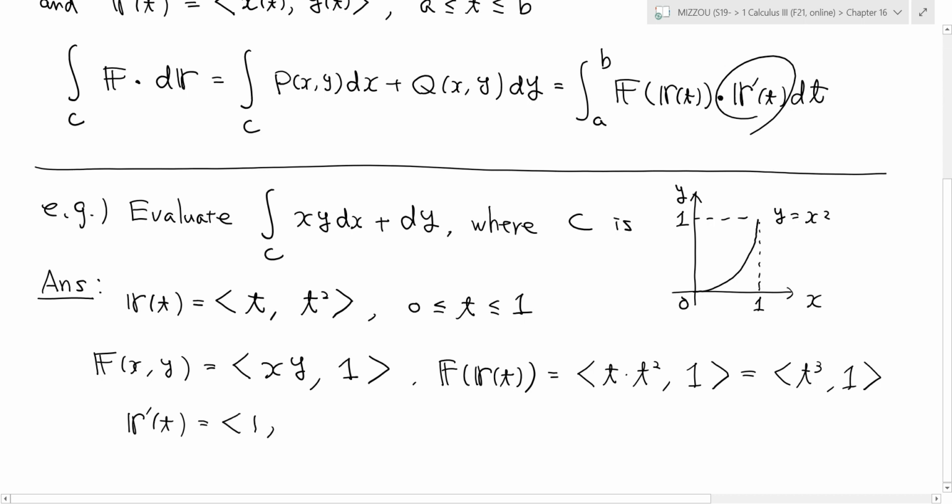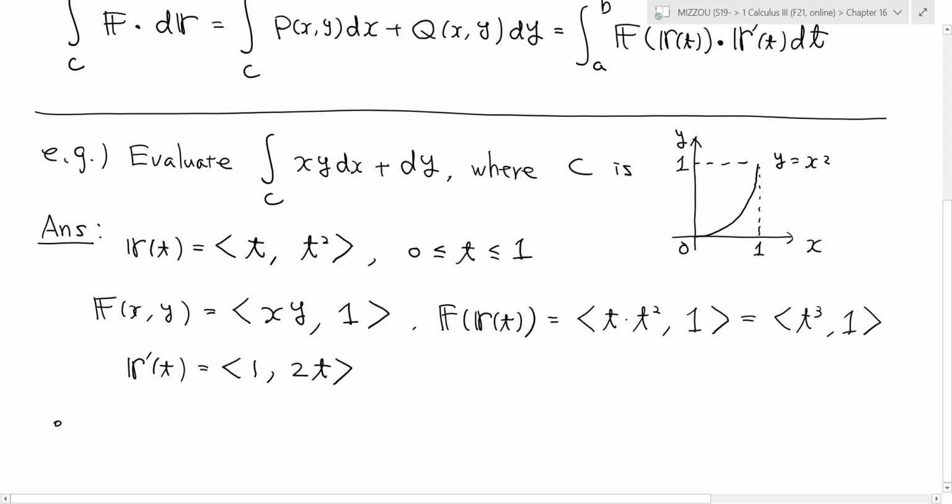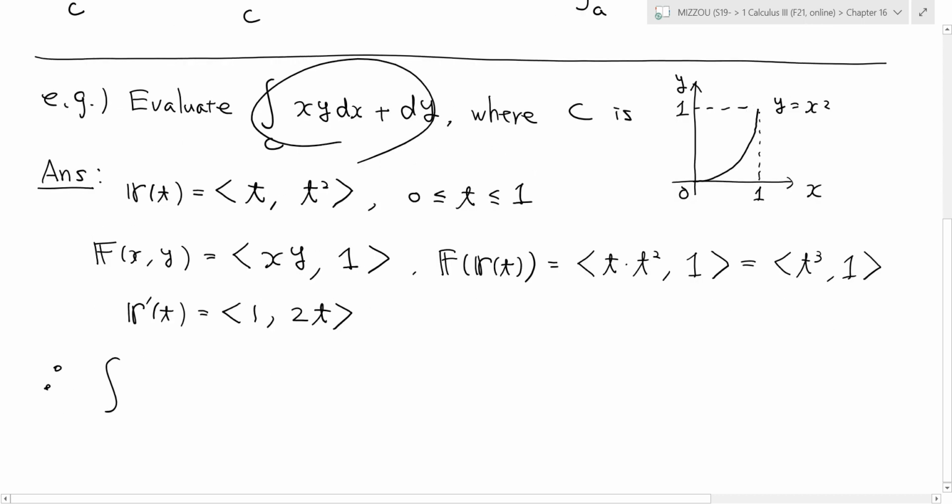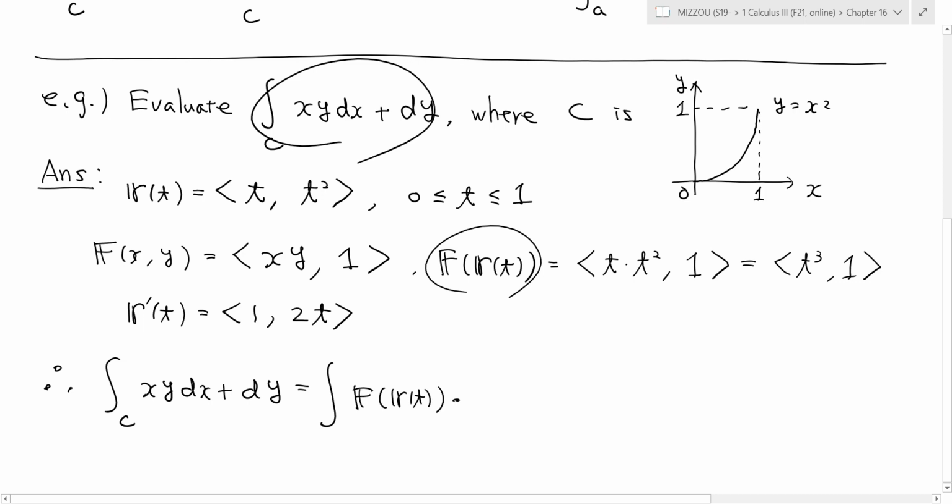And that's 1, 2t. You just differentiate each of those with respect to t. So, therefore, the given line integral over C of xy dx plus dy is this one: the integral of F(r(t)) dot r'(t) dt, from 0 to 1 in this case.